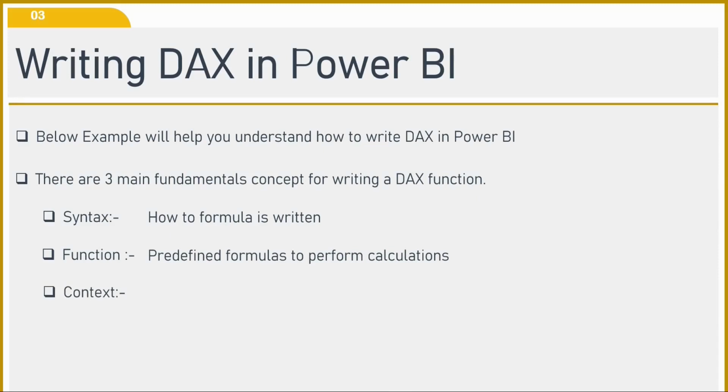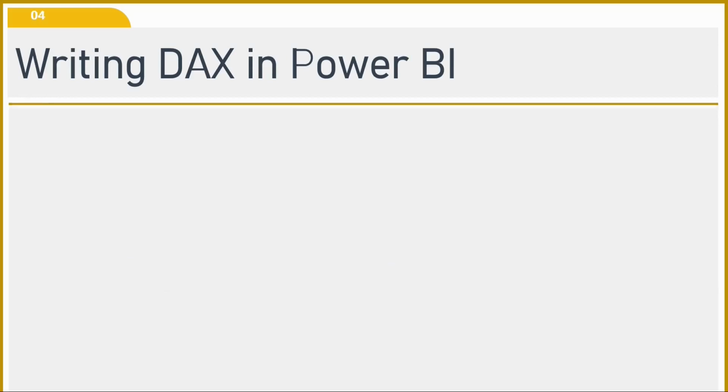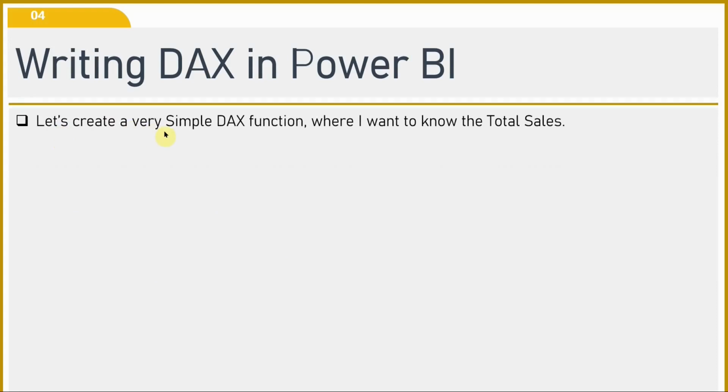It could be a row context or a filter context, the context in which the formula is evaluated. As we have seen in our previous slide, we have to give the context whether the formula should iterate over each and every row or whether a filter needs to be applied. So these are the three main fundamental concepts while writing DAX. Let us create a very simple DAX function where I want to know the total sales. There is a very simple syntax to create the total sales.